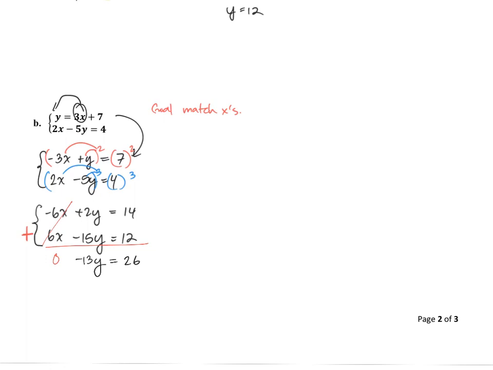All right, so let's divide both sides by negative 13. And we get that y equals negative 2. All right, so we've solved for y. Awesome. Now what we need to do is solve for x.